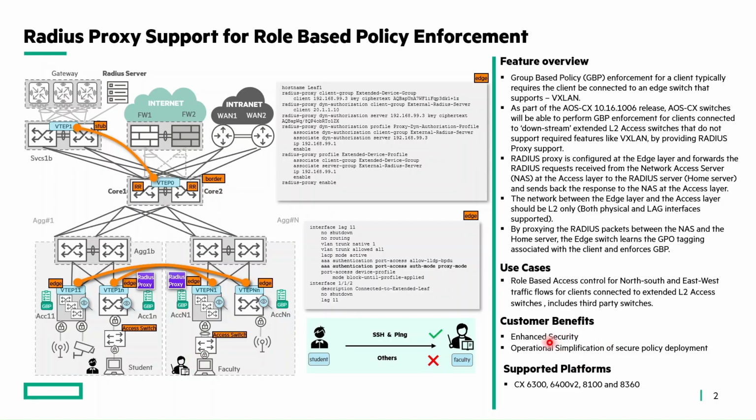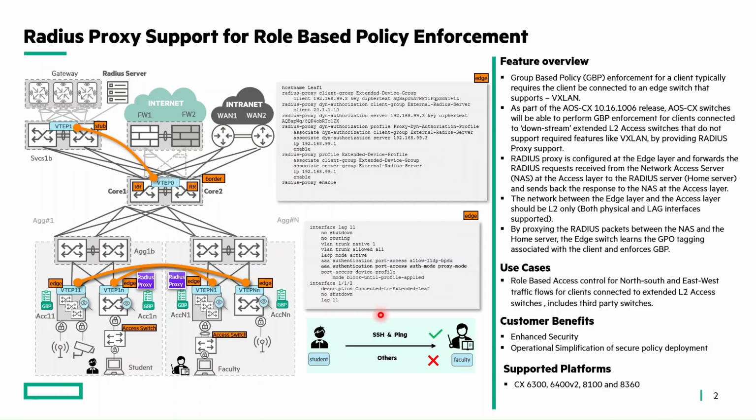Customer benefits: enhanced security. This feature strengthens network security by ensuring that policies are enforced for all end clients regardless of where they connect within the network. Operational simplification: it streamlines the deployment and management of secure policies, reducing complexity across varied network environments. This feature is supported in CX 6300, 6400 V2, 8100 and 8360.